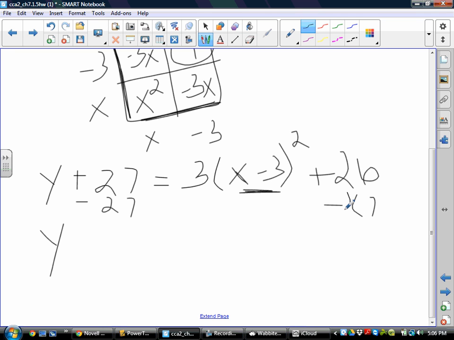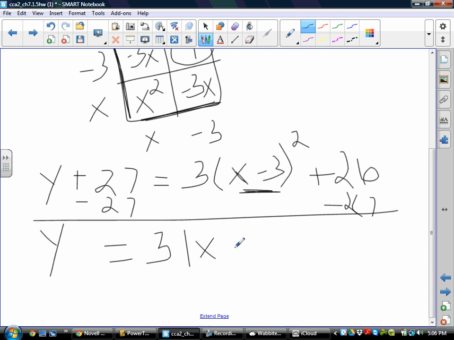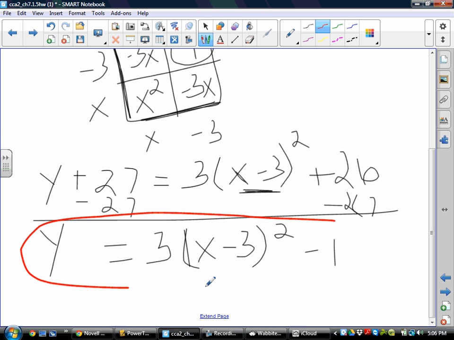Oops, that looks pretty bad. So what I have left over is y equals 3 times (x minus 3) squared. And 26 minus 27 gives me a negative 1. So that is my answer in graphing form. We had to change it to graphing form.